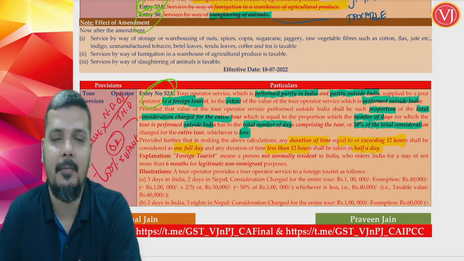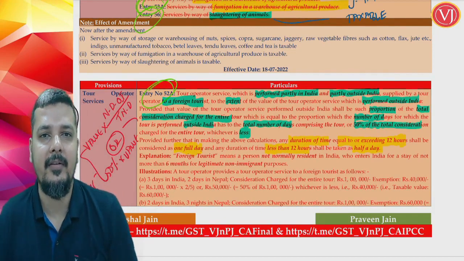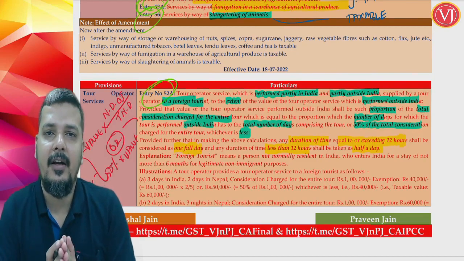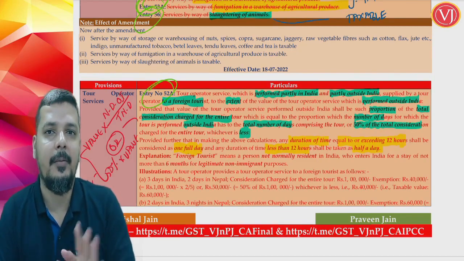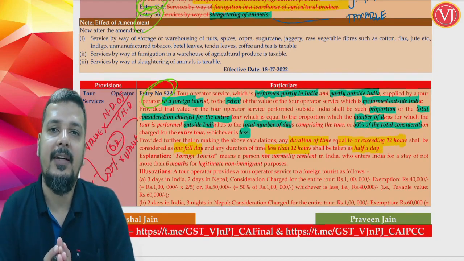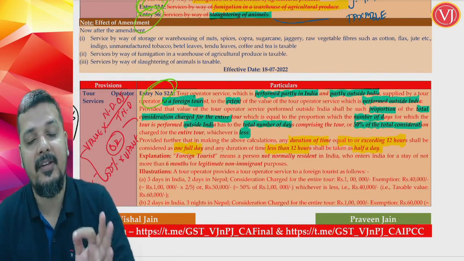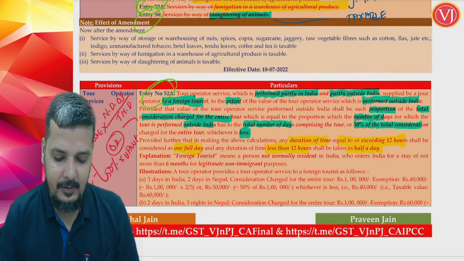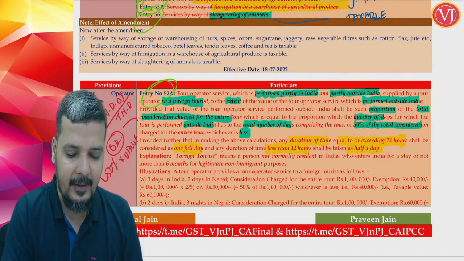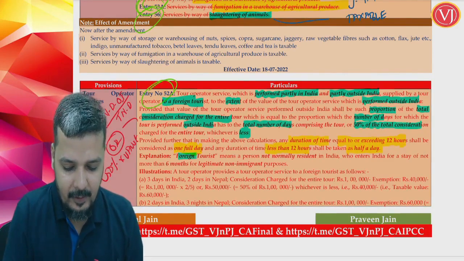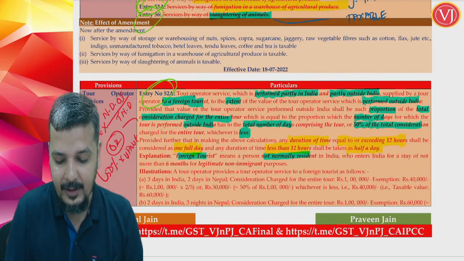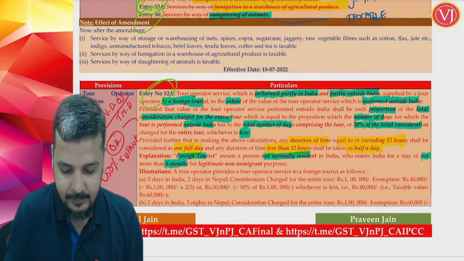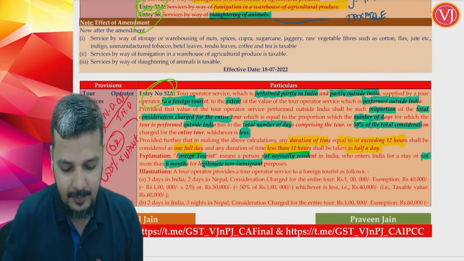So when you are calculating the number of days outside India and the total number of days, if you have stayed in a foreign country for 3 days 13 hours, it will be taken as 4 days. If you have stayed for 3 days 7 hours, it will be considered as 3.5 days. So that is the exemption. And who is a foreign tourist? They have explained, it has remained the same. A foreign tourist means a person who is not normally resident in India and whose stay in India is not more than 6 months, for legitimate non-immigrant purposes.